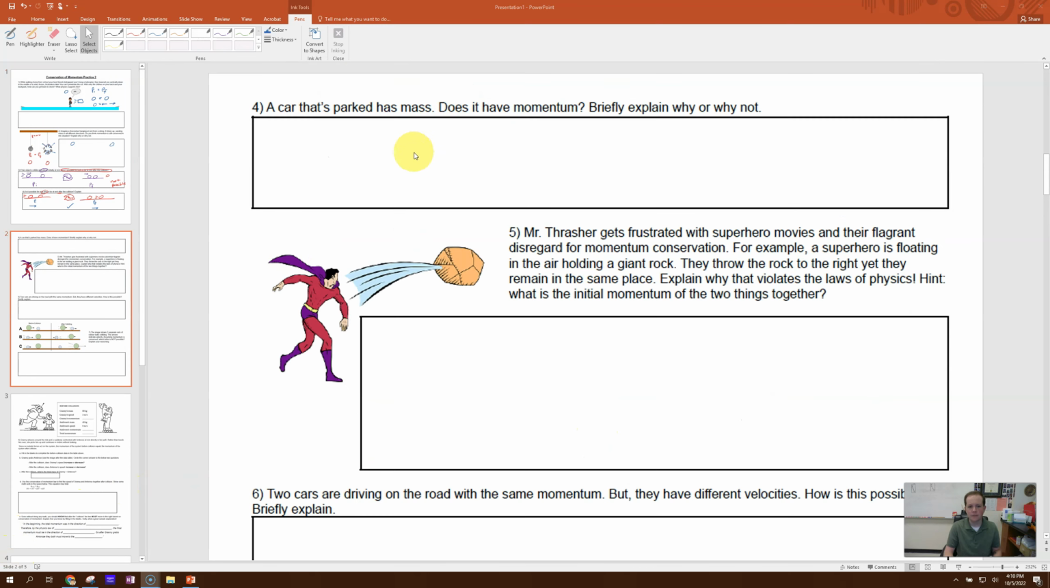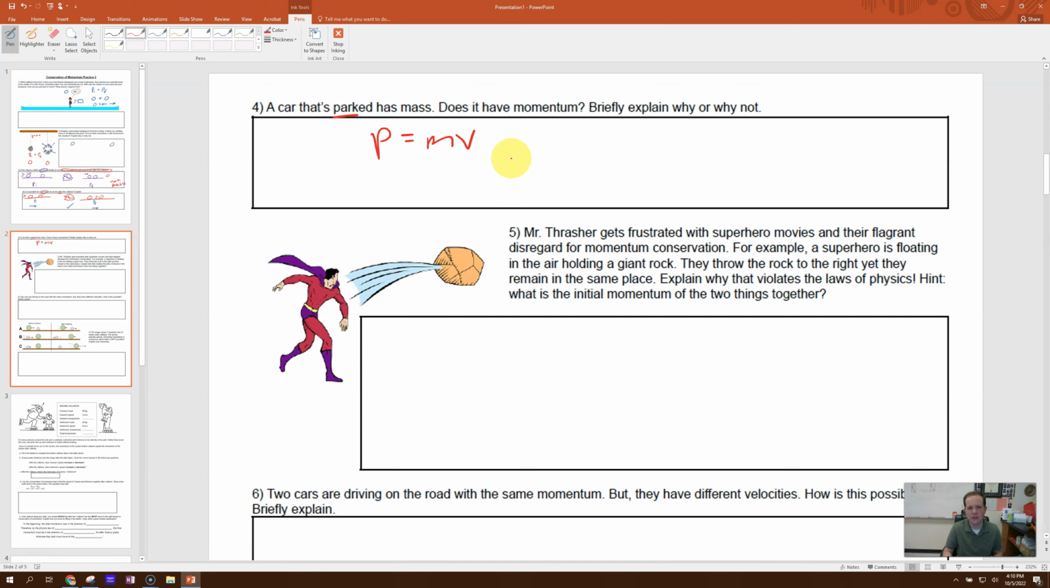All right, moving on. Next question is asking, a car is parked, it has mass, does it have momentum? This actually isn't really a conservation of momentum question. This is just basic momentum. Remember, momentum is equal to mass times velocity. A car absolutely has mass, but if it's parked, if it's at rest, what's its velocity? Hopefully you say it's zero. So does it have momentum?